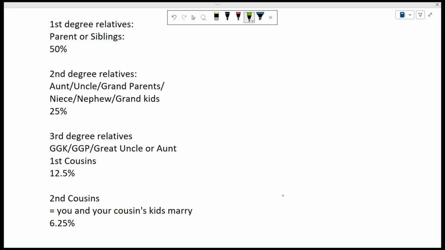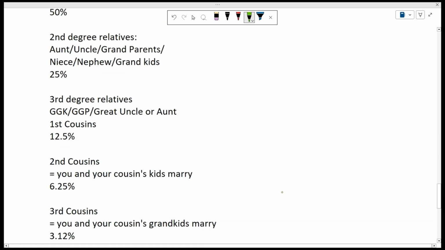Well, what's a second degree cousin? So that would be you and your cousins both have children. And so those children would be second degree cousins. All right, third degree cousin, you got a 3.12% chance.